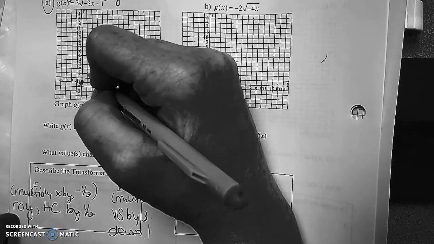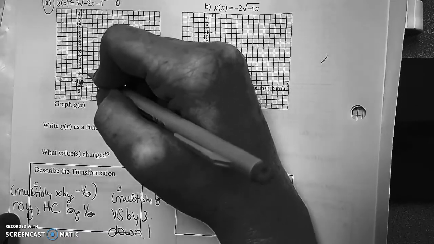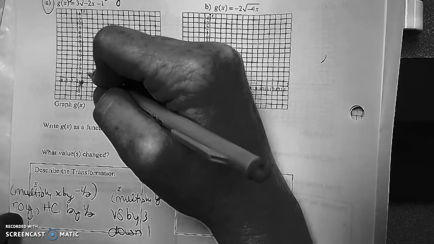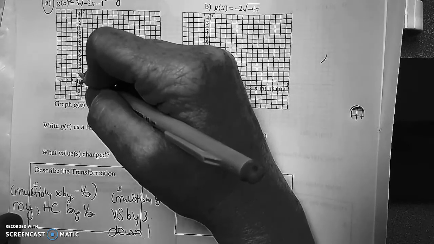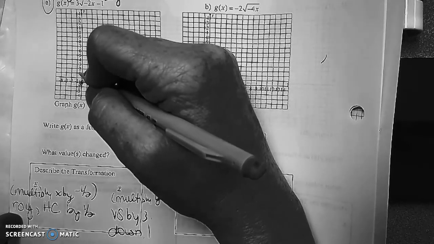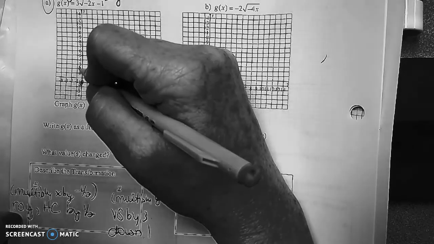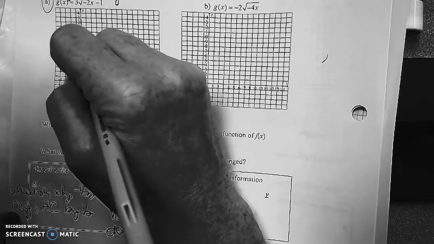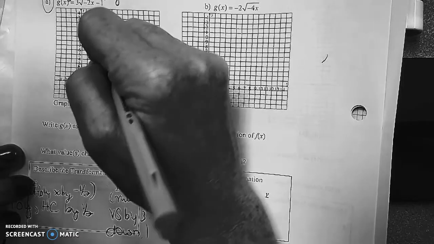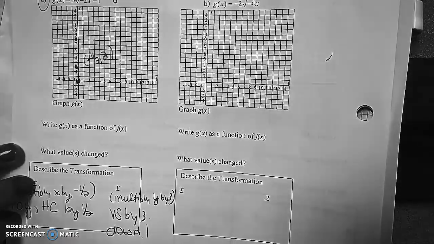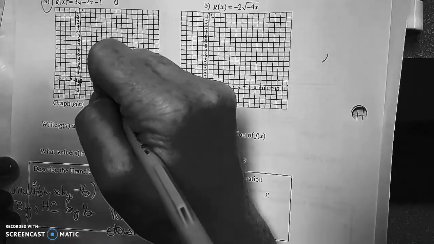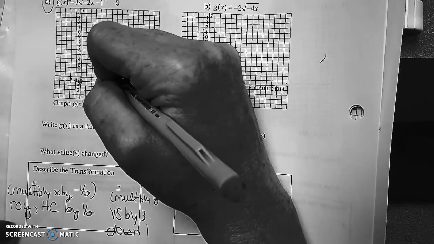1, 1 is on my parent function. Multiply the x's by a negative 1/2. Right now, that x is 1. 1 times negative 1/2 is negative 1/2. Take the y value and multiply it by 3, so its y value is 1. 1 times 3 is 3, and then go down 1. So I'm getting the ordered pair there, negative 1/2, 2. Okay, let's take 4, 2. That's on my parent function.